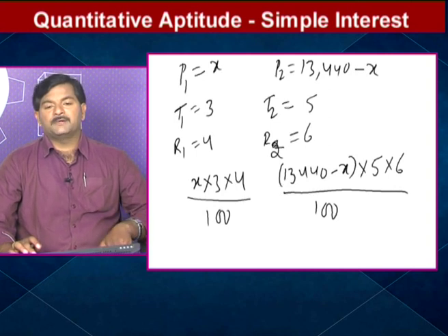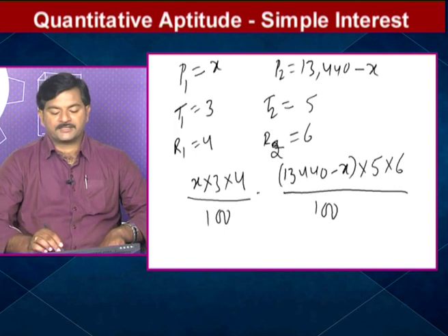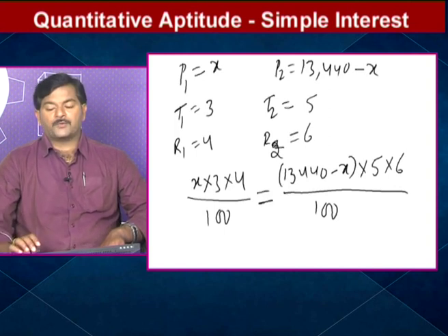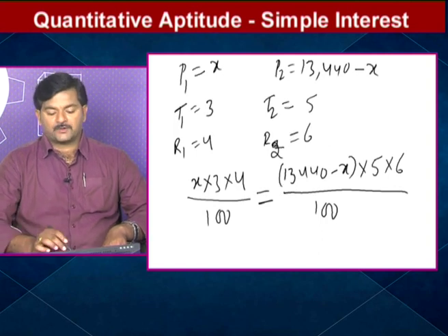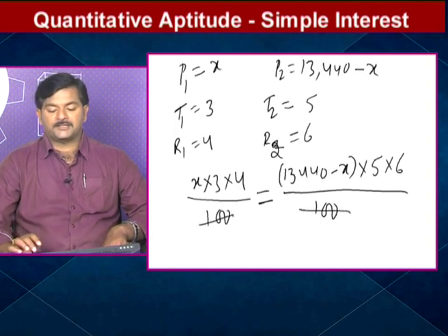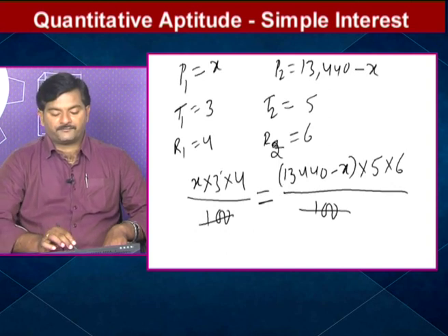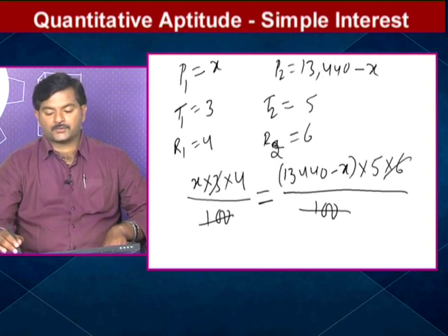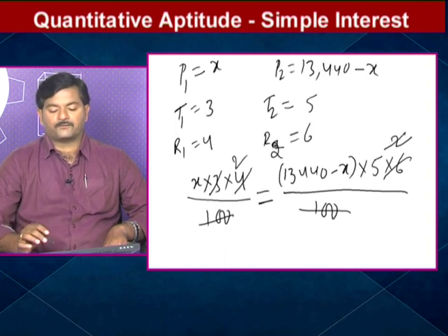So what he given? He only given the interest obtained in both the cases are same. That's why equating both. I hope you understood this. So if I am equating both, then 100 can be cancelled. Okay, so here 3 ones are 3, 3 twos are 6, 2 ones are 2, 2 twos are 4.